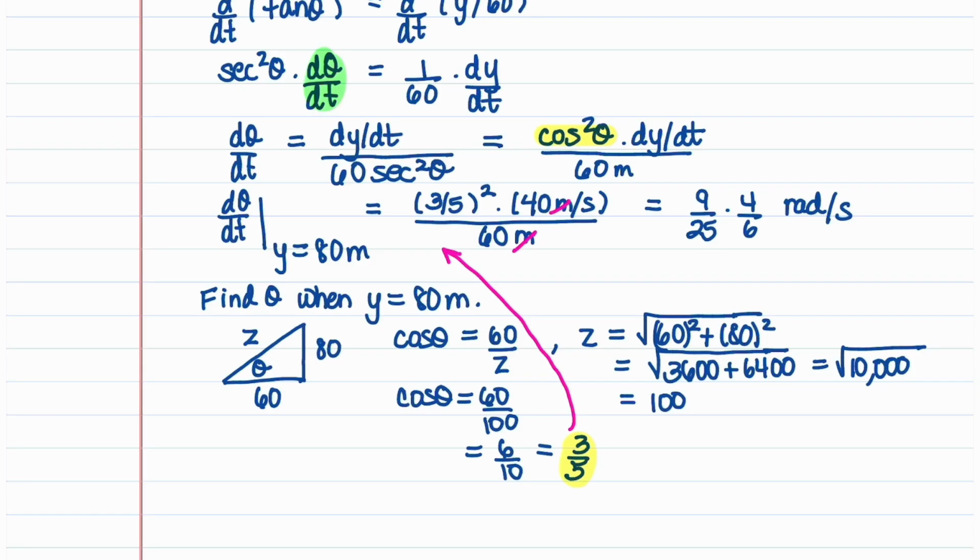Now let's see, we can go ahead and simplify this. We have 36 divided by 6, which is just 6. So we get an answer of 6 divided by 25 radians per second. This tells us that the angle of elevation from the observer to the rocket is increasing at a rate of 6 over 25 radians per second.